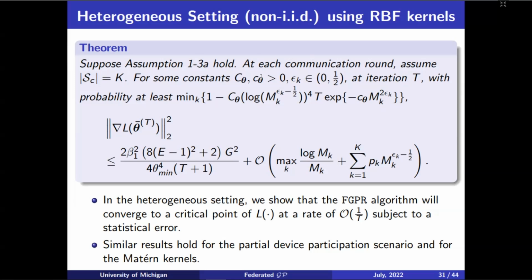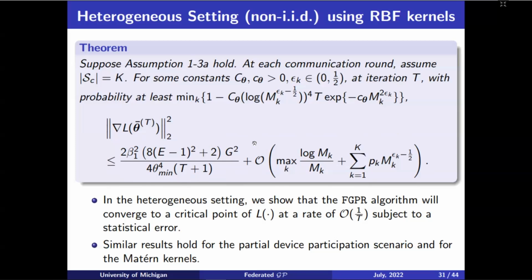Then under some mild conditions with high probability, the norm of the gradient of the full likelihood is upper bounded by this term. As you can see in these results, the first part is also bounded by big O of 1 over T, which means as we run more iterations, this term will decrease very fast and go to 0 as T goes to infinity.